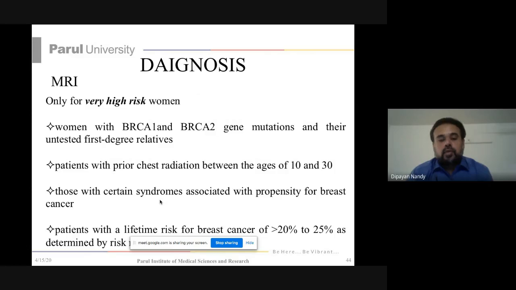So in whom is this MRI recommended? Of course, it is done in the very high risk patients, because MRI has very high sensitivity and specificity. Those who have a very high chance of developing a breast cancer, especially in the young ages, like the genetic ones like BRCA1 and 2 positive and their family members, and the patients who have had previous radiation to the breast earlier. So we don't want to add to the radiation exposure. So in those cases, again, MRI is good. And of course, certain syndromes and genetic conditions.